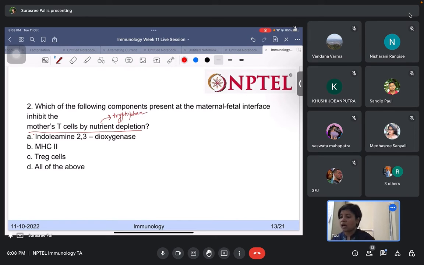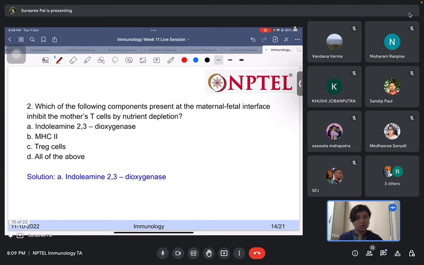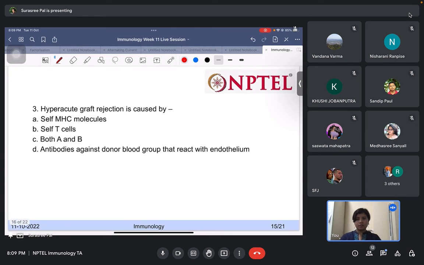All of you who have answered D, that holds true for the tolerance mechanisms at the maternal fetal interface. But the question is specific here. It is asking which is the component which inhibits the T cells by nutrient depletion, and that answer will be A, IDO. Okay, is that clear? All of you who were answering all of the above, that is true in the context of the tolerance mechanism, but not in the context of this particular question. All right, moving on to the next question.